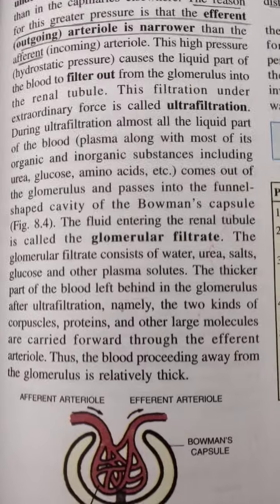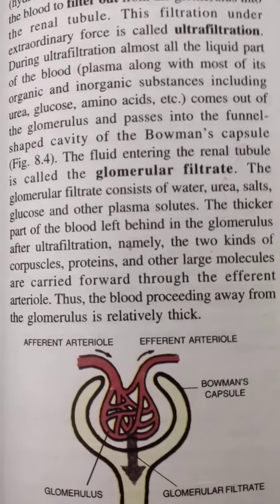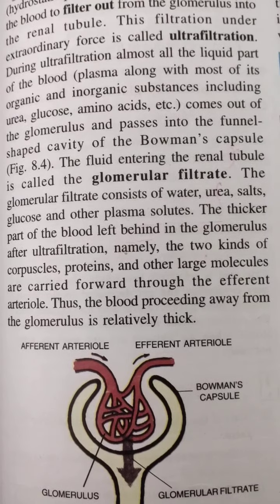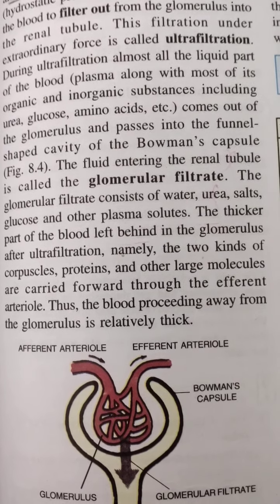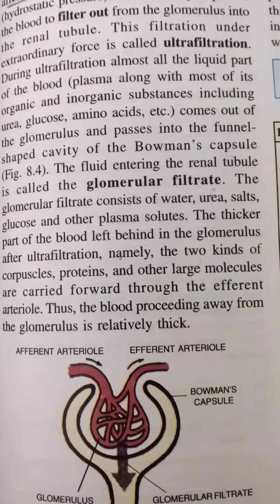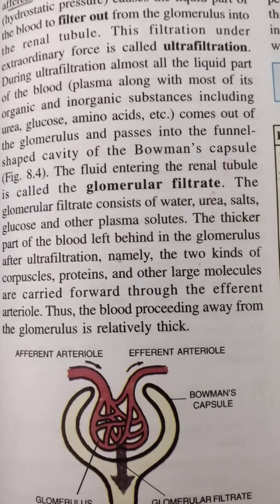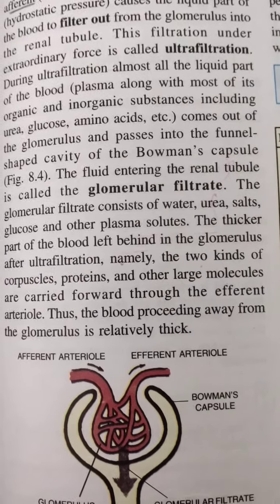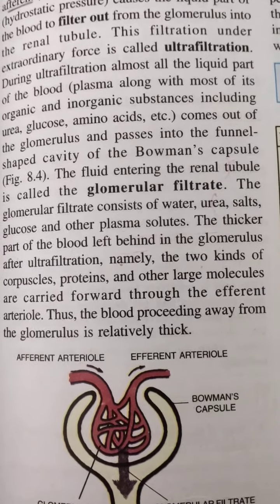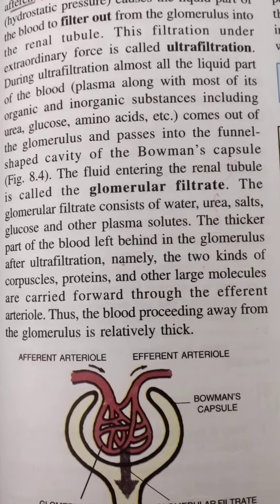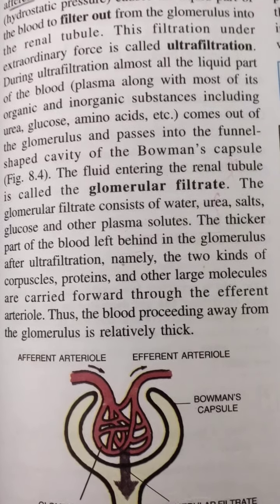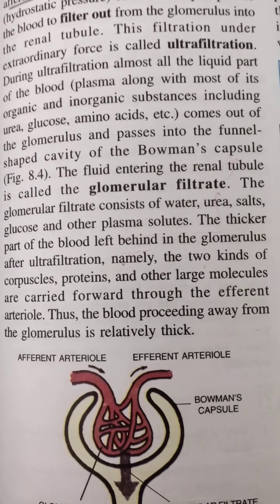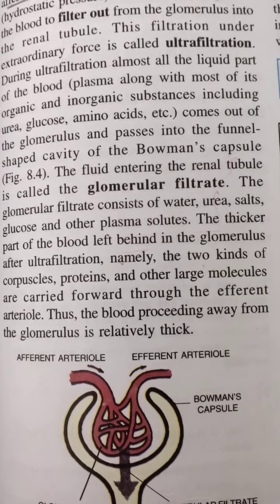Now, what is the composition of glomerular filtrate? The glomerular filtrate consists of water, urea, salts, glucose and plasma solutes. And here you mark urea, because at the first in the chapter I have discussed urea, which is the nitrogenous metabolic waste.